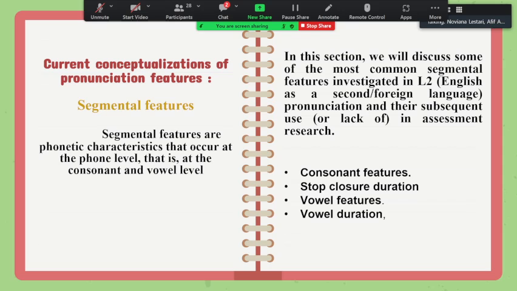Moreover, vowel duration is not only considered in itself to be a segmental feature to measure, but it is also one which signals other segmentals. When the word-final consonant is a voiced one, the vowel length is significantly reduced in comparison to when the consonant is voiceless.